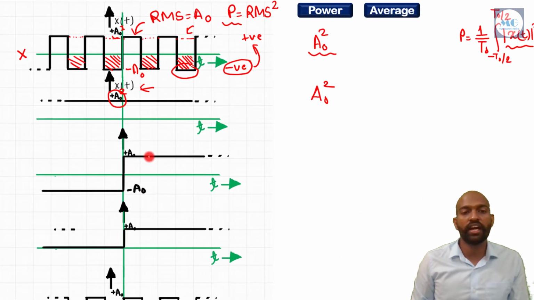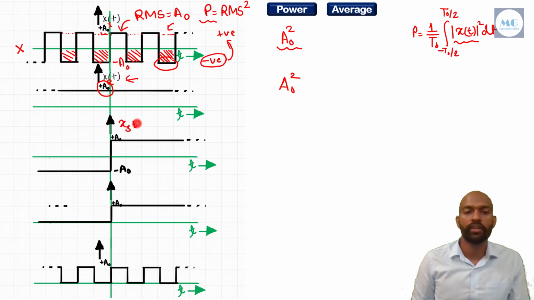Now you concentrate here on x3(t). Here also we will try to get the modulus value of x3(t). To get the modulus value of x3(t), we just convert the negative parts of the signal to positive, and it will become like this, which is similar to x2(t), or the modulus value of x1(t). So its power will also be A naught square.